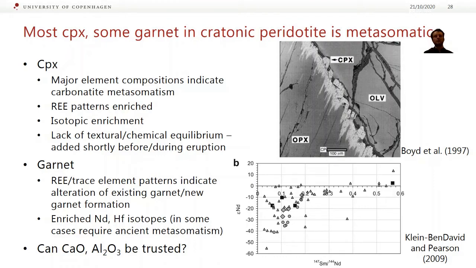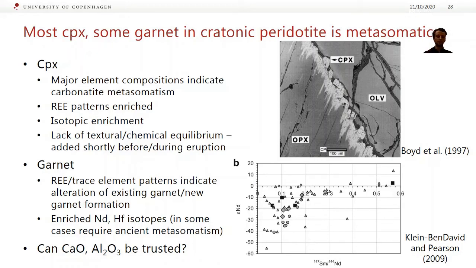In some cases, they're not in textural and chemical equilibrium with the other minerals in the rock. So in the top picture there, you can see from Boyd et al. 1997, there's an OPX next to an olivine, and along the grain boundary in between the two, CPX has been introduced, and it's reacting with and replacing the OPX. So this was probably just due to kimberlite infiltration, right before this was erupted to the surface, or during the eruption.